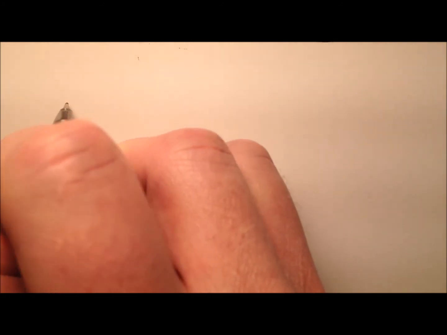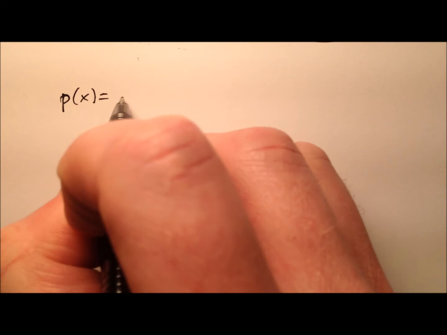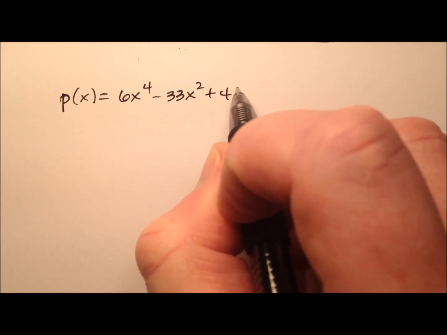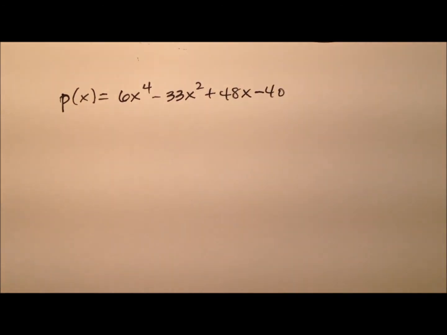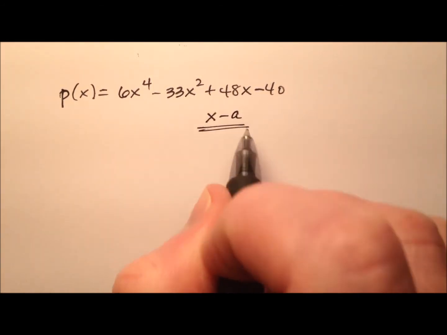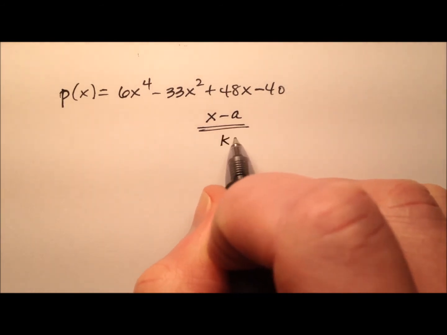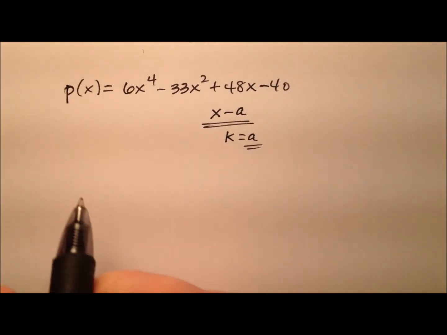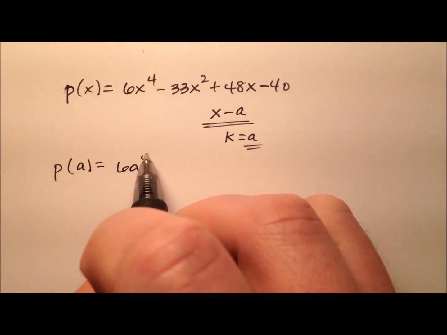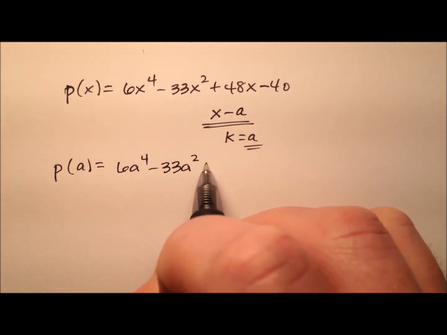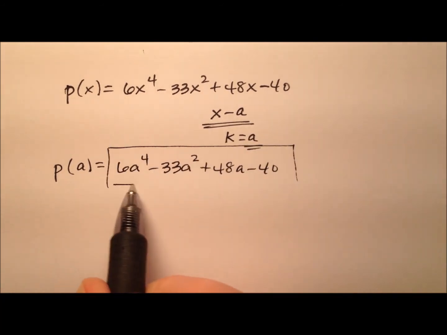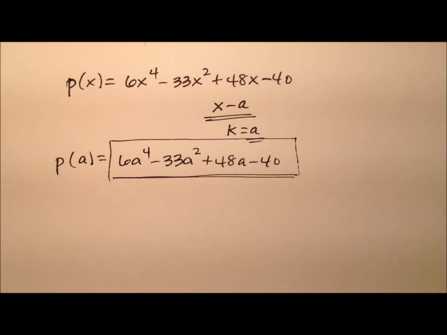We're going to still use the same function, p of x, which is 6x to the 4th minus 33x squared plus 48x minus 40. But instead of using a numeric value, I'm just going to use the general x minus a factor, which means that the k value is just a. We'll start by evaluating p at a, and really all we're going to do is replace all these x's with a's. Let's keep a hold of this expression right there. It's going to be important.